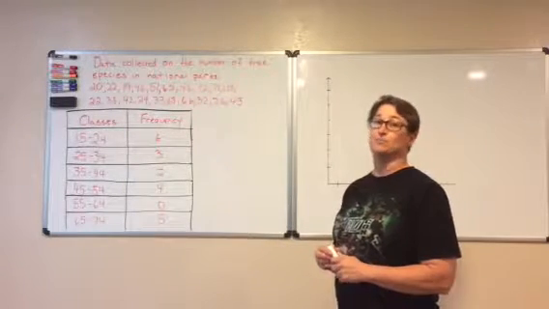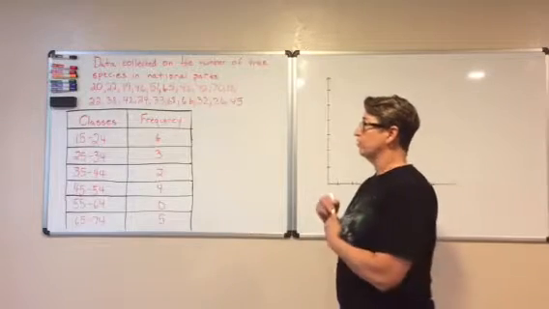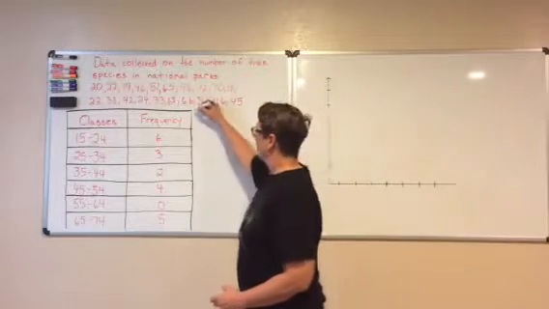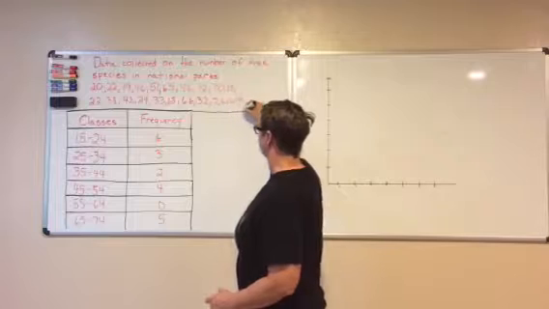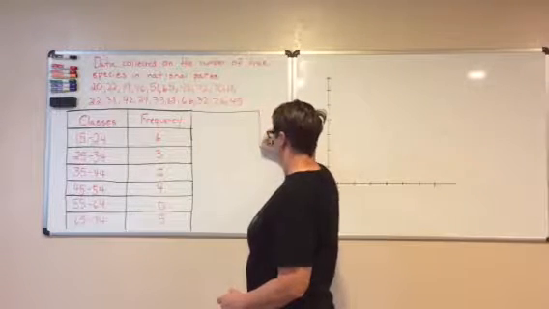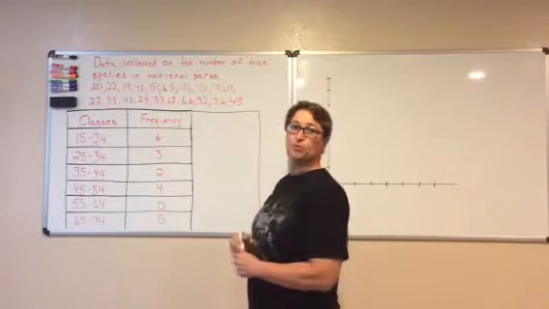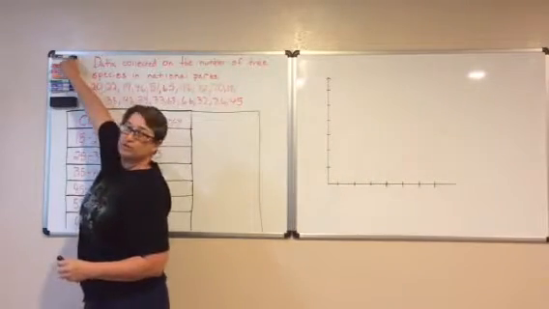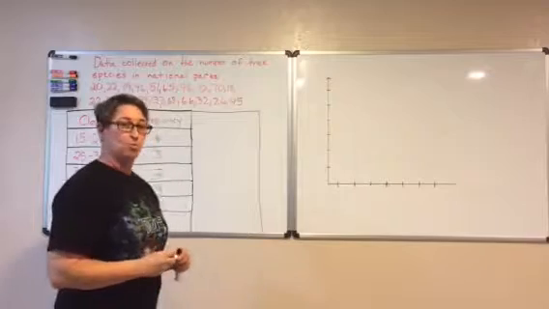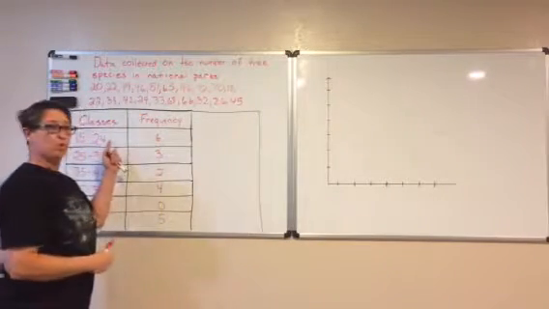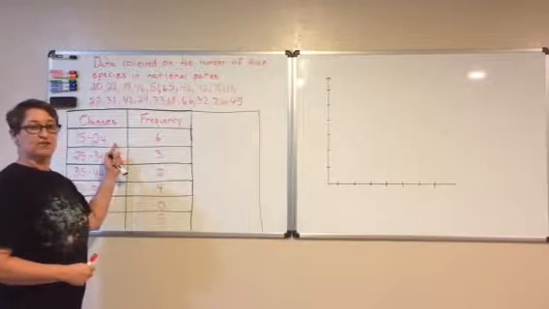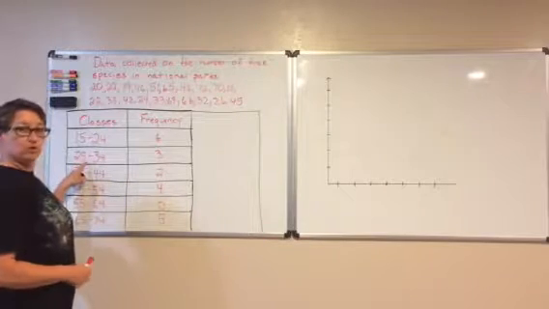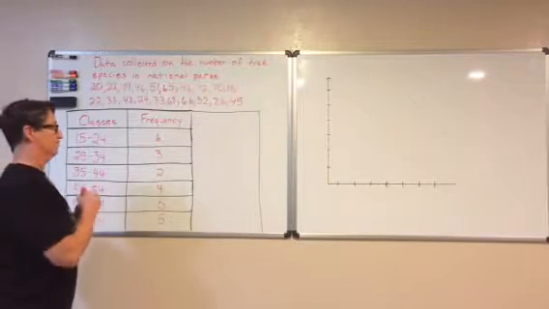So now that we have these classes and frequencies, in order to draw our histogram, we need to know our class boundaries. So we're going to add to our frequency table just another column here. And in this column, we're going to put our class boundaries. The way we come up with the class boundaries is we find the midpoints between the upper limit of our classes and the lower limit of the next class.